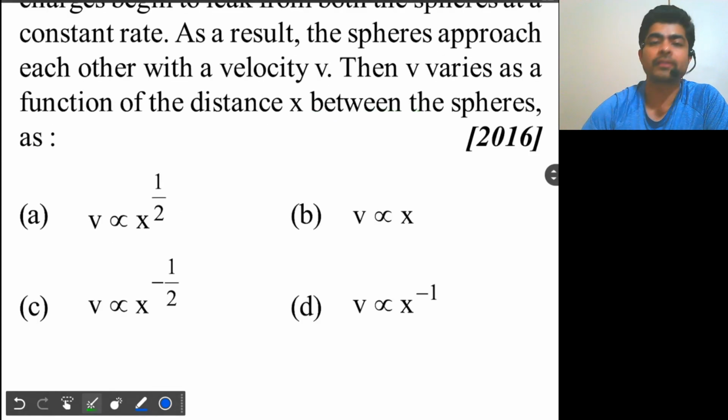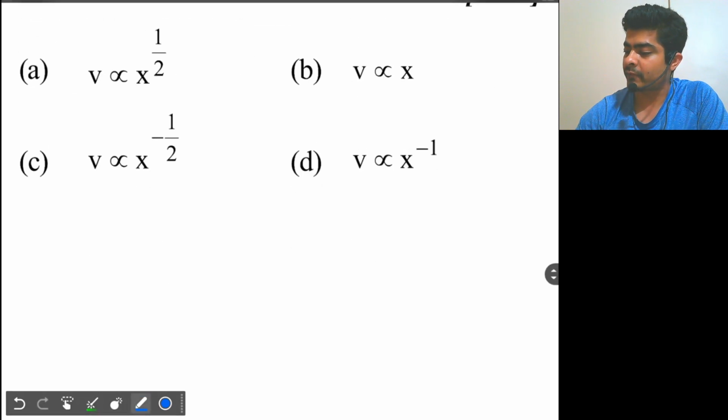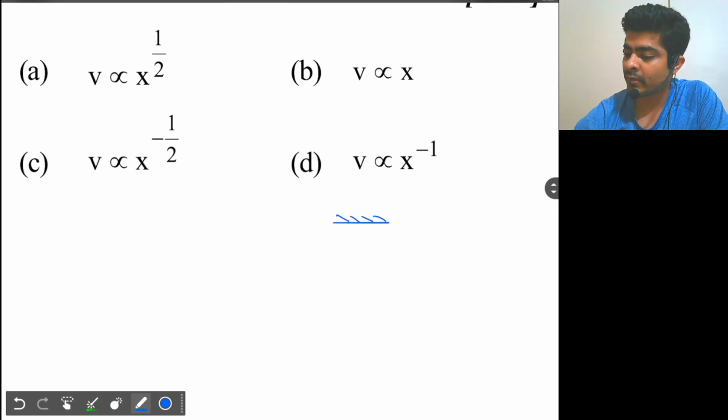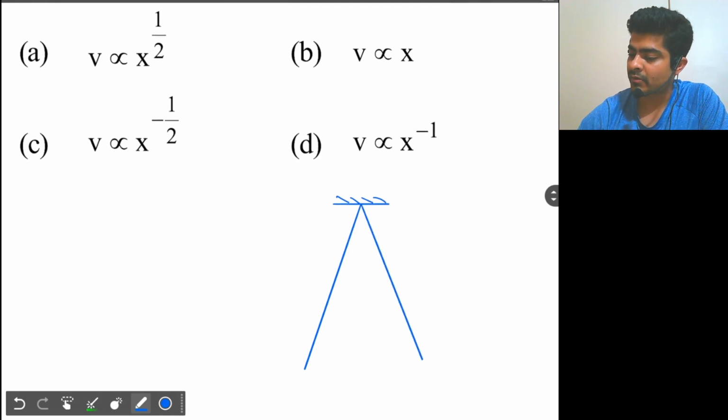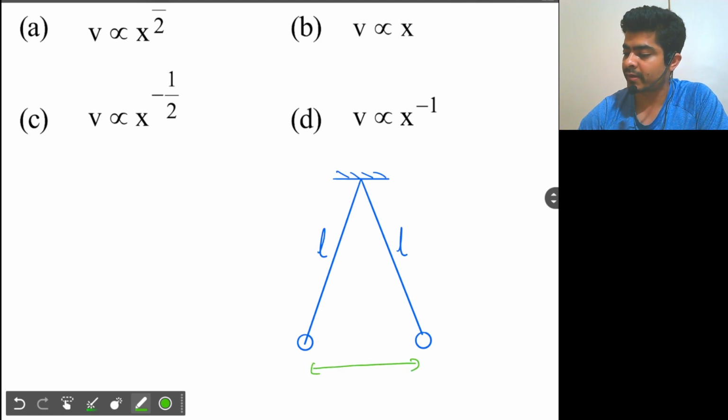So four options are given. We have to check which one will be correct. So let's draw the diagram for this first. So this is your roof. From the roof, there are two strings, one over here and another over here. So these are the two strings and spheres are hanging from the strings like this. They are exactly identical. The strings have length L and the distance between the spheres over here is x, that is given.